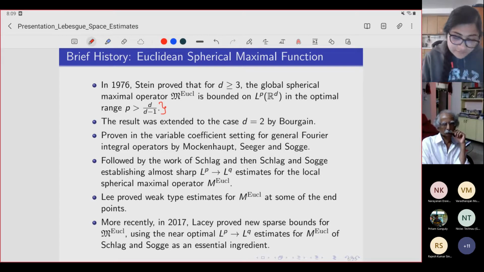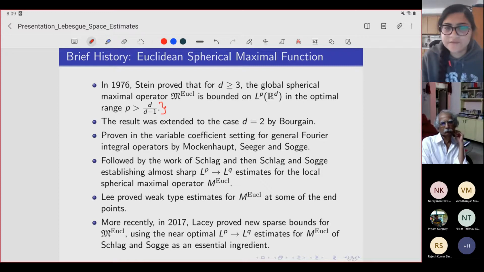And then this was followed by the work of Schlag at first using geometric means, and then Schlag and Sogge using some analytic means, establishing almost sharp L^p to L^q estimates for the local Euclidean spherical maximal operator. And then some years later, Lee proved weak type estimates for the Euclidean maximal operator at some of the endpoints, but again for the local case.